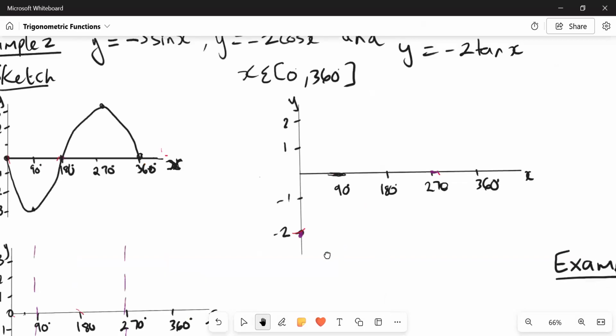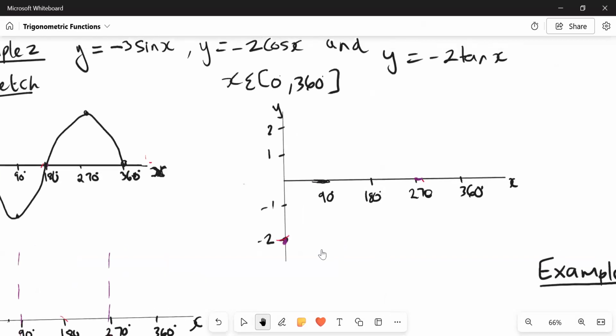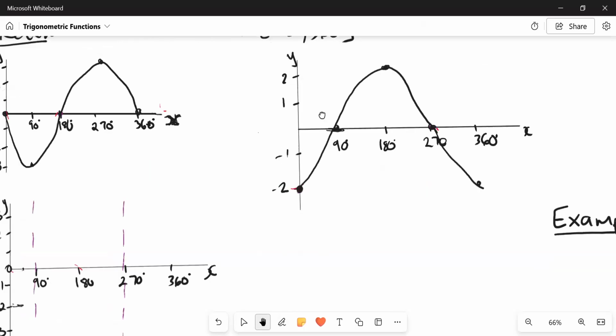Now the cos graph, you'll have 0, -2, and then at 90, that's 0. At 180, you'll have your +2 there. At 270, 0. At 360, -2. Now join the points to draw a complete function. And then you end up having something like this. And then now let's move to the tan graph.